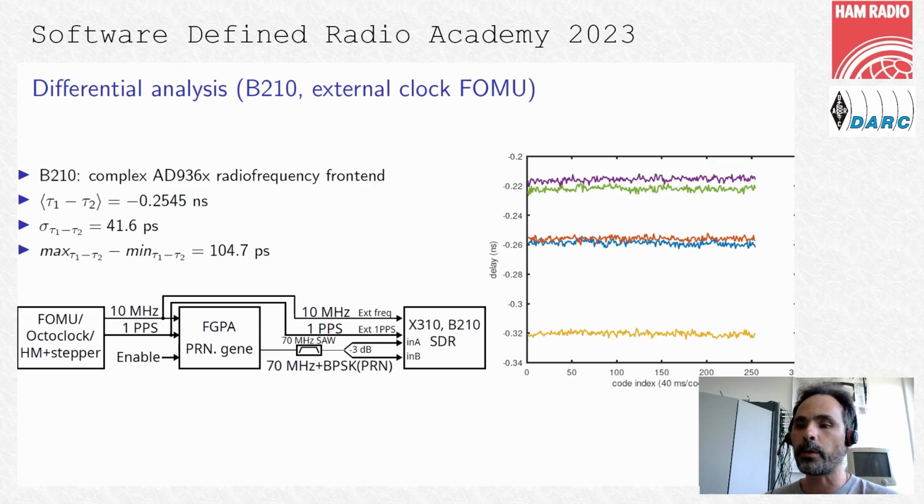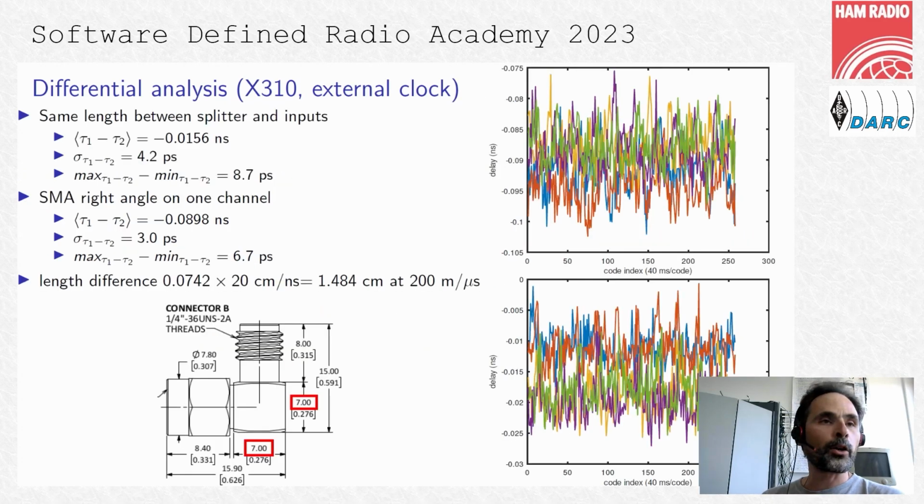And of course, with the very fancy, complex AD93 something front end, well, we have no idea what's happening there. Analog Devices knows, but we have no clue about what is happening to our samples. So now on the next slide, we are going to consider the same experiment, but with an X310. So the X310 is just A to D converters feeding the FPGA and recording the data over Ethernet.